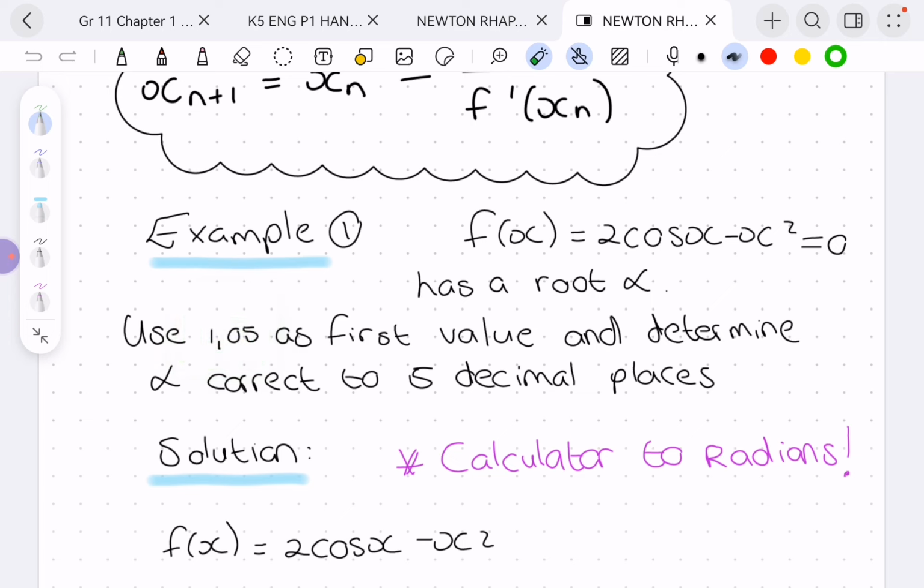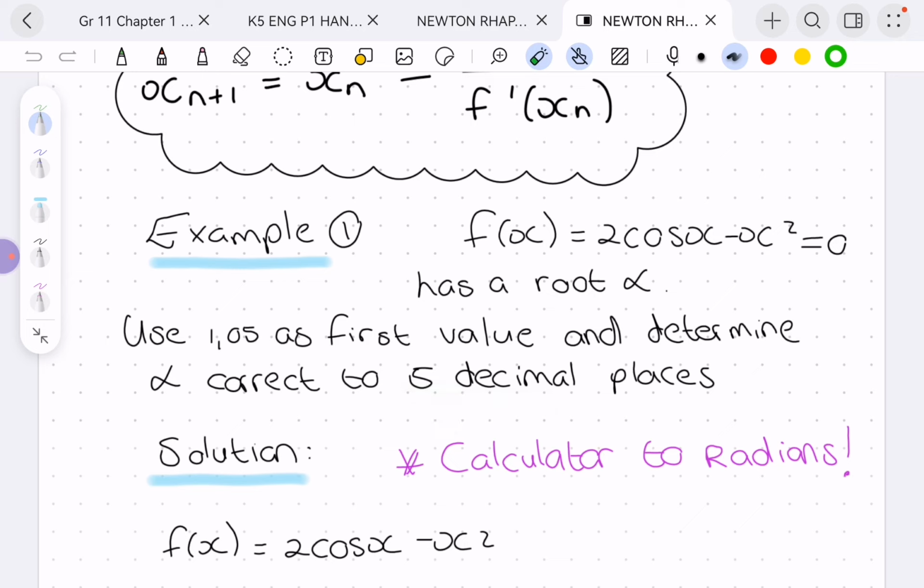Hulle sê vir ons wat is ons eerste benadering, en hulle gaan vir jou gewoonlik sê, of hulle sal vir jou 'n goeie indikasie gee wat jy moet kies. So they will either give you the first approach, or they will give you a good estimate of where you should start. They want the root, the answer correct to 5 decimals. So they want a very specific answer, very final answer to 5 decimals.